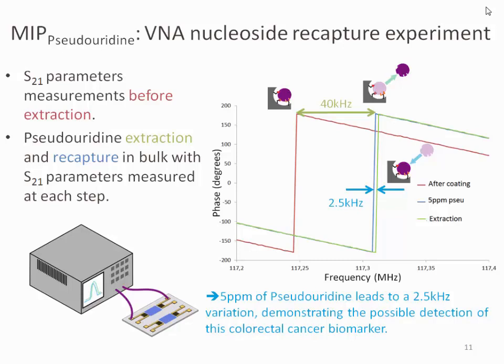And then we are ready for the pseudouridine recapture, the 5 ppm pseudouridine recapture, which you can see in blue here. And we obtain a 2.5 kilohertz frequency shift, which is sufficiently large to be measurable, so we can expect to measure even a lower concentration of pseudouridine.